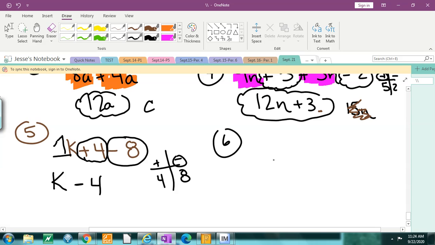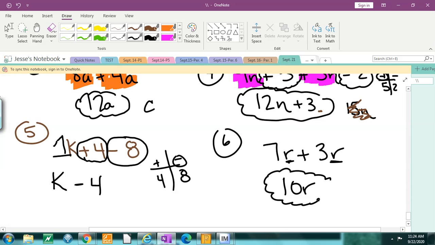And then number 6, oh, that's the easy one, 7r plus 3r. That's 10r. That's easy, right? Because they both have the r's. So 7 plus 3 is 10, 10r. Ooh, I don't have the letter for that one. Sorry. Let me see if I could get it right now.